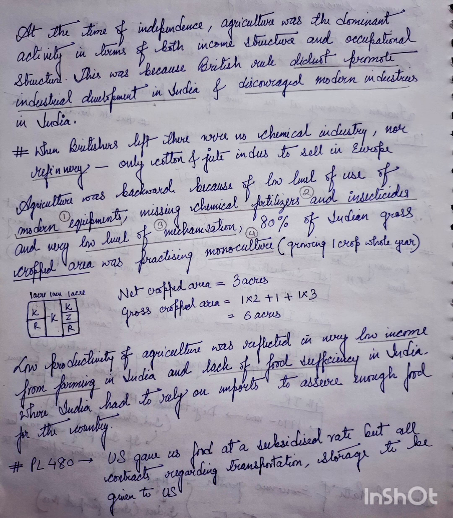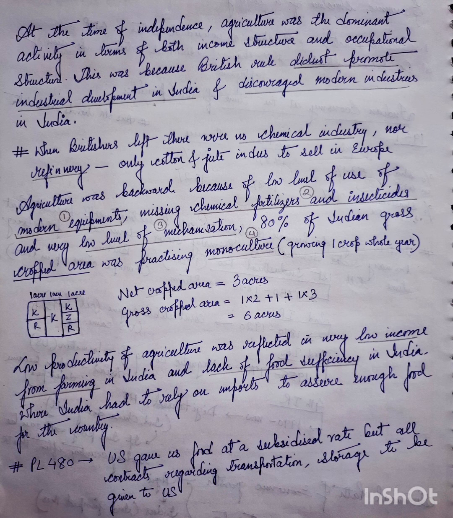Now, the net cropped area is 3 acres, the total area. But the gross cropped area is the first acre's 2 crops, so 1 into 2, plus the second acre's single crop, plus 1, and the third acre's 3 crops, 1 into 3, which comes down to 6 acres. So that's the difference between net cropped area and gross cropped area.